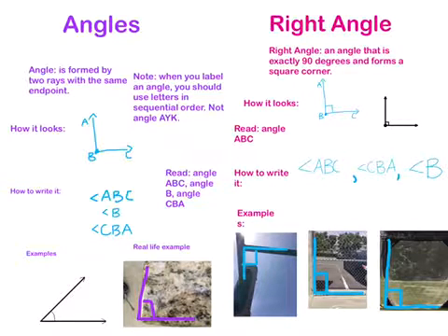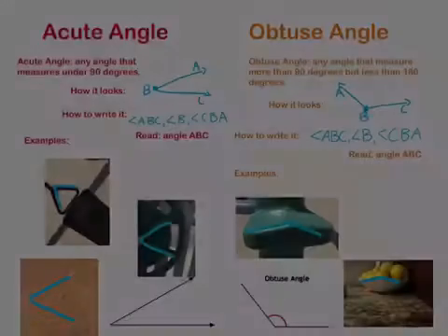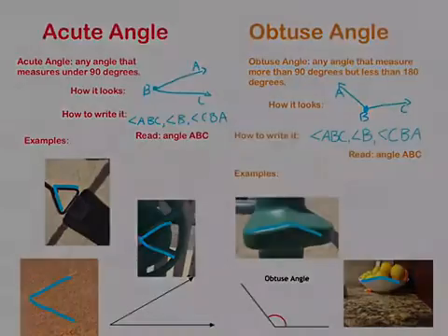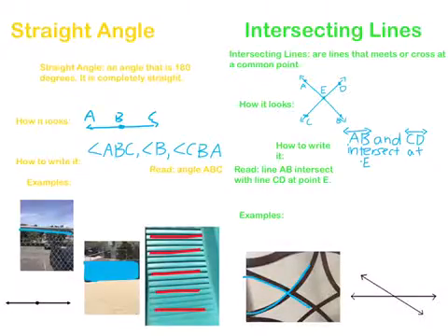Right angles. A right angle is exactly 90 degrees and forms a square corner. Acute angles. Acute angles are any angle that measures under 90 degrees. Obtuse angles. Obtuse angles are any angle more than 90 degrees but less than 180 degrees. Straight angles. A straight angle is an angle that is 180 degrees. It is completely straight.